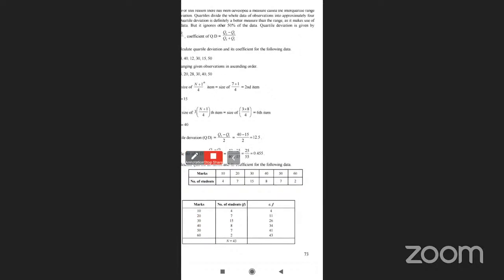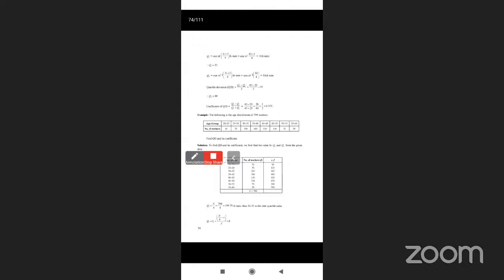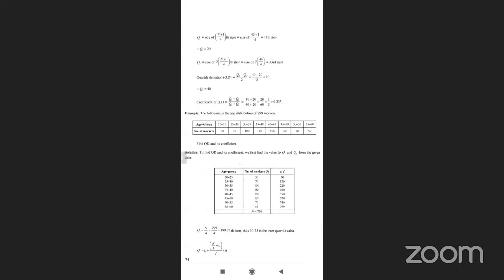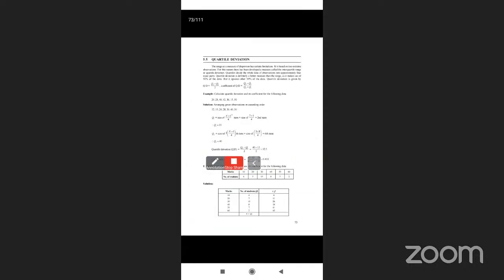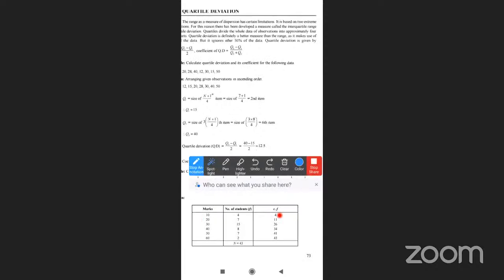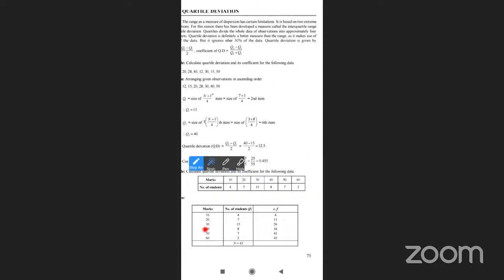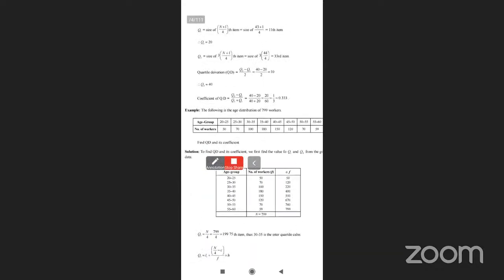Okay. Now Q3 is equal to size of 3 into (n plus 1) by 4th item, that is 44 by 4 into 3, equal to 33rd item. So in CF, we see the 33rd item. In 11 we are not having 33. In 26 we are not having 33. In 34 we have 33. So that corresponding value is 40. Mark is 40. That is Q3 equal to 40. Isn't it? Now Q3 equals 40, that is the formula, and substitute and simplify it, you should get the answer.